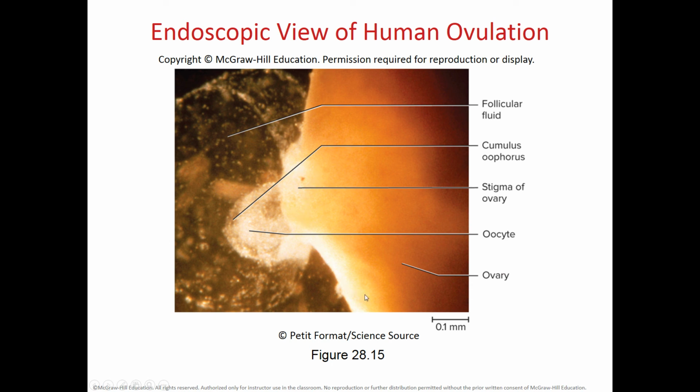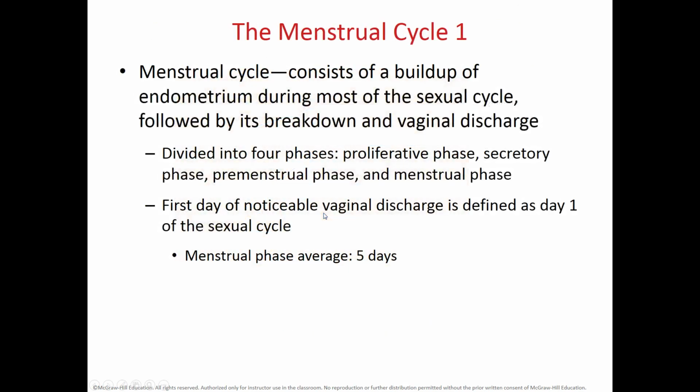So all of this happens in the cortex of the ovary. And then you have this follicular fluid released also into the pelvic cavity. The menstrual cycle consists of the buildup of endometrium during most of the sexual cycle, followed by the breakdown and vaginal discharge.